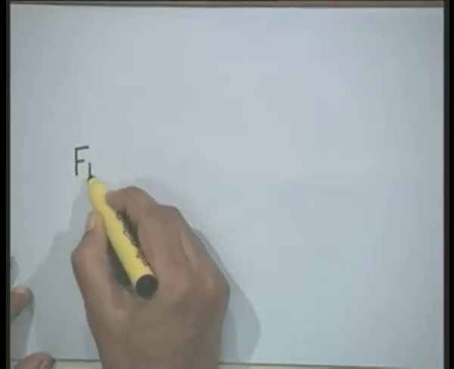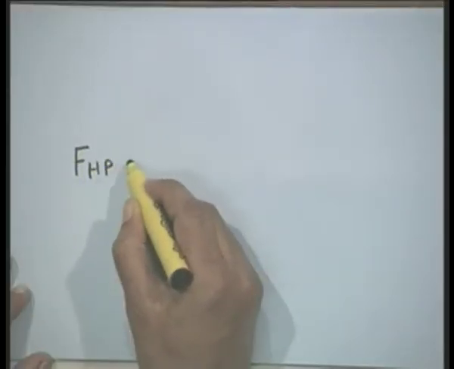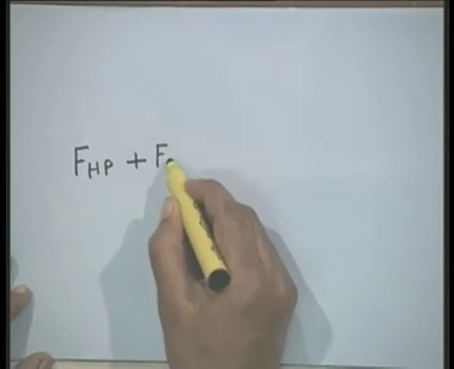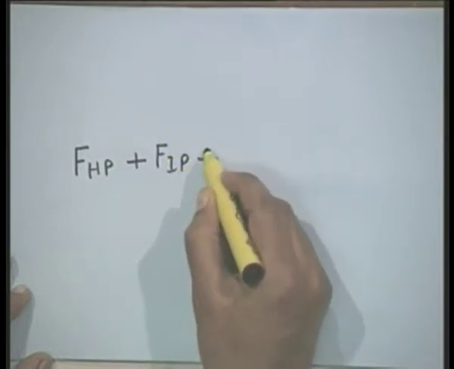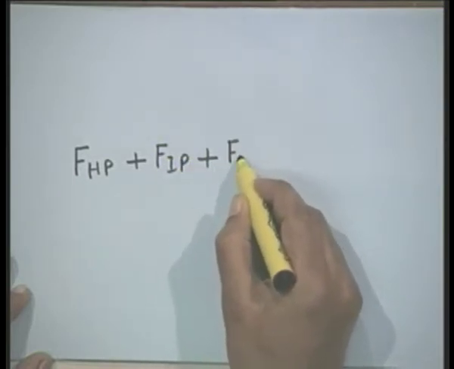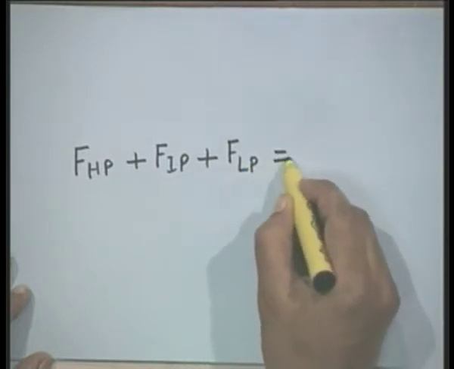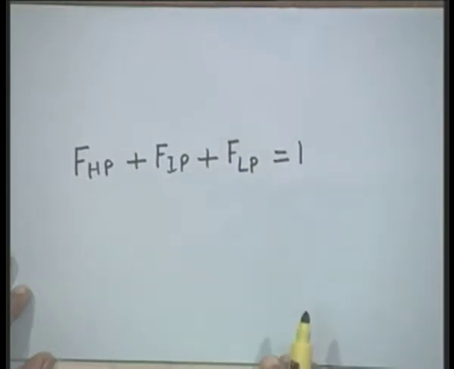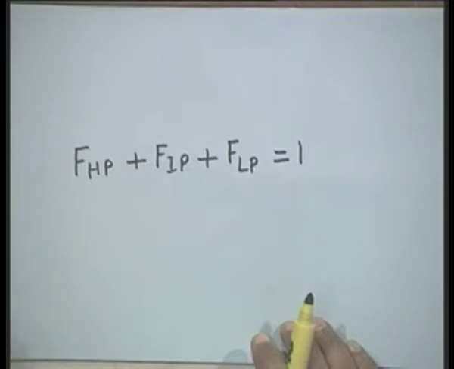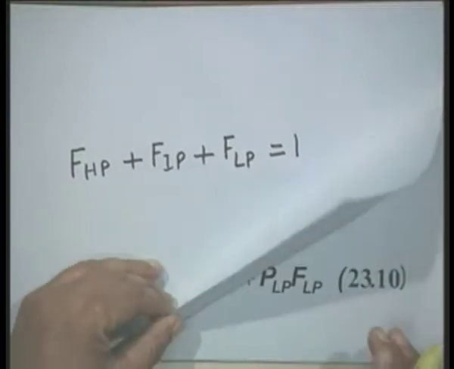Now, let us see what is the sum of these three terms. These three fractions, that is the fraction of power which is generated in the HP section plus the fraction of power which is generated in the IP section and the fraction of power which is generated in the LP section, this sum should be equal to 1. Okay.